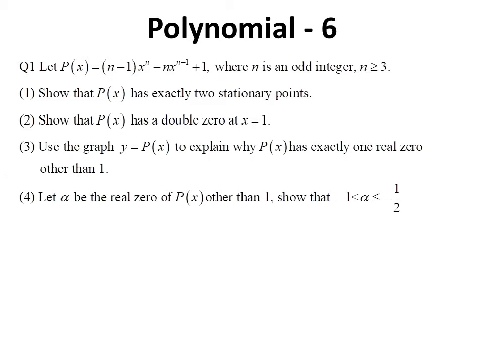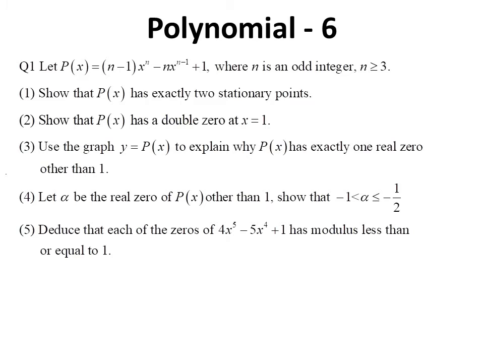The next question is to show the value of alpha is greater than -1 and is less than or equal to -half, given that alpha is a real zero other than 1. The last question is to deduce that each of the zeros of the polynomial x raised to the power of 5 minus 5 times x raised to 4 plus 1 has the modulus less than or equal to 1.